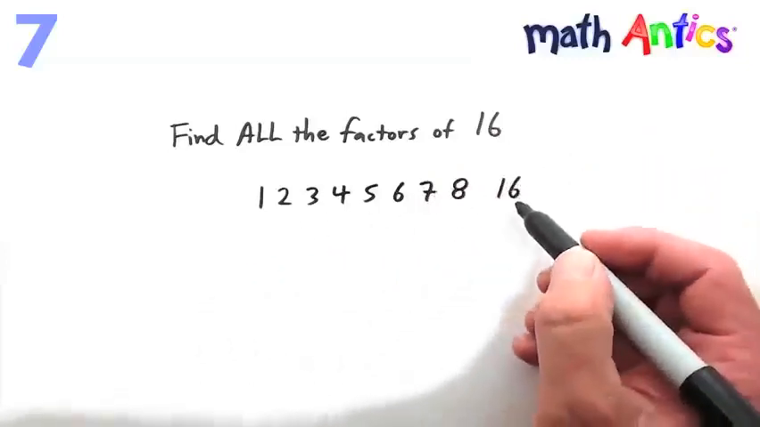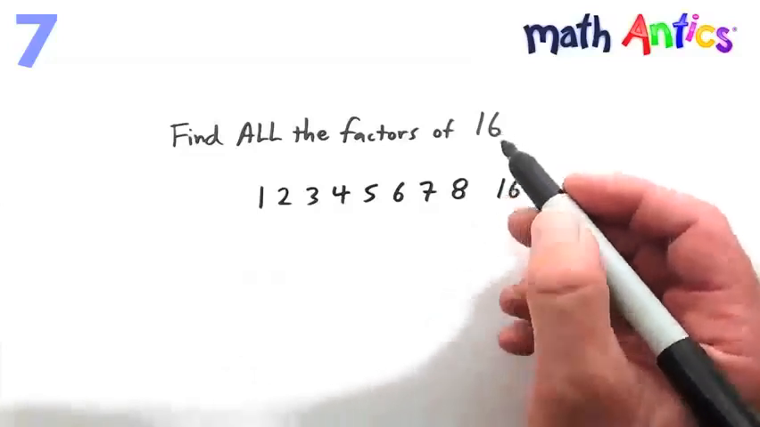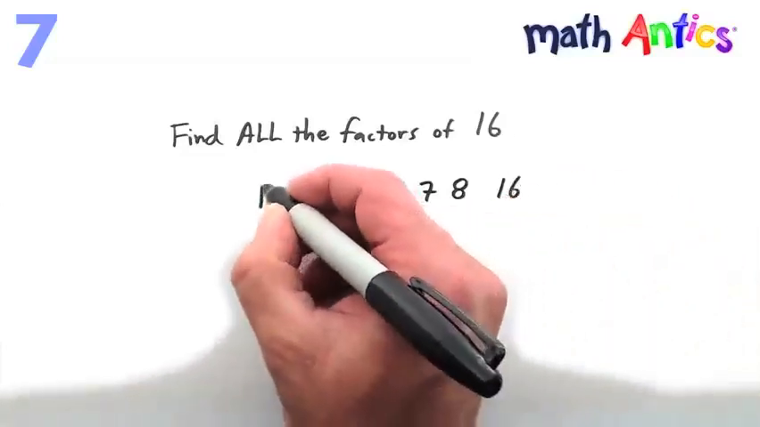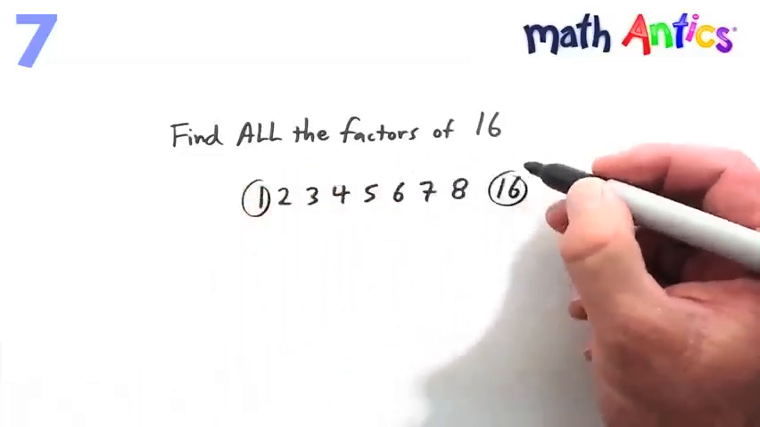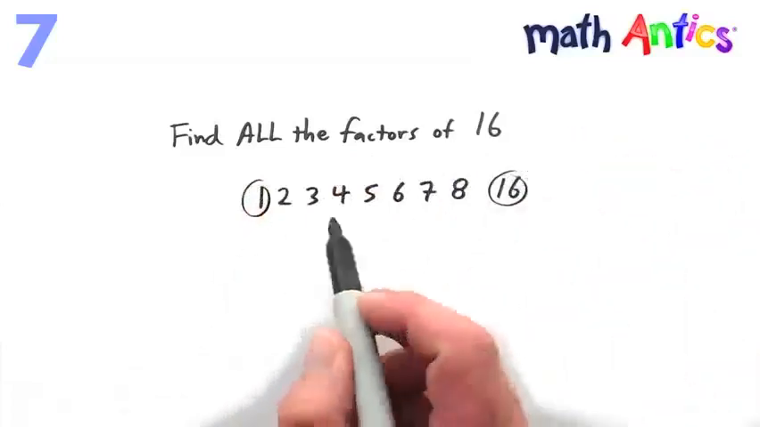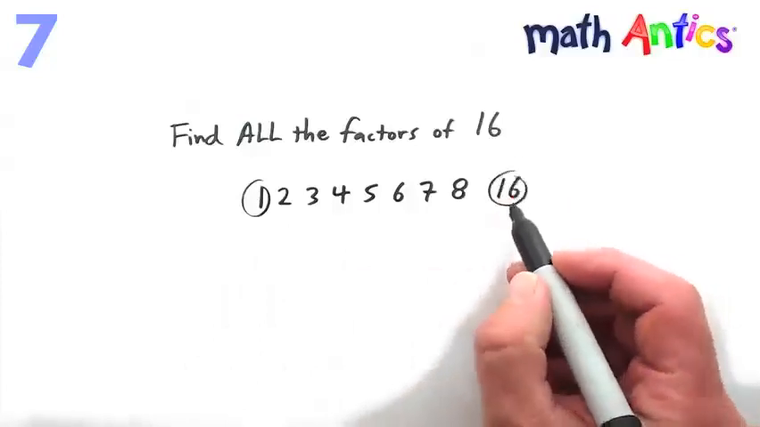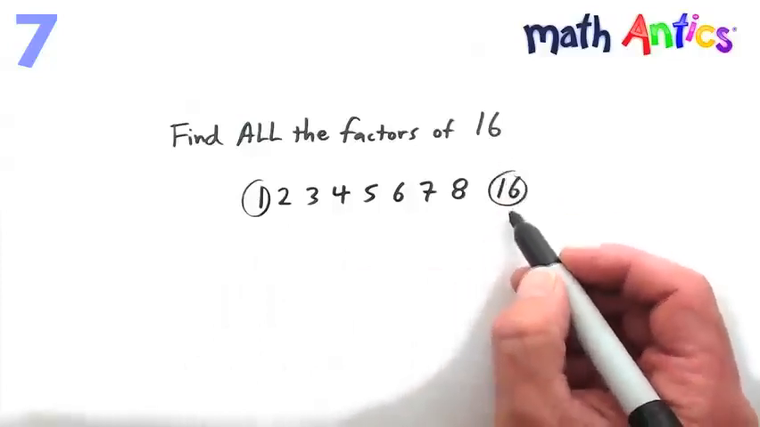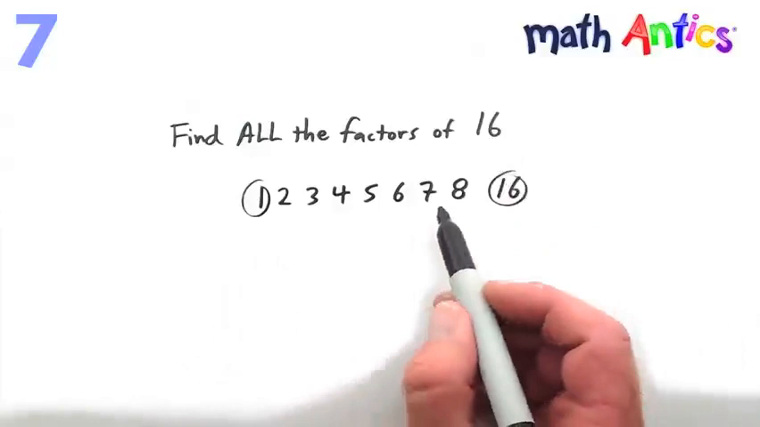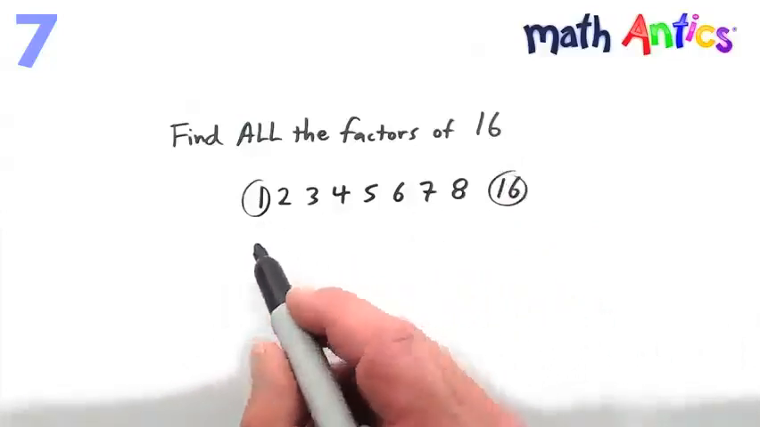The reason we list 16 is because we know that 16 is a factor of 16, because you could multiply 1 times 16 and you would get 16. So these are always going to be factors. 1 is always going to be a factor, and the number itself, 16, that will be a factor of this too. So we need to start testing all the other numbers now. Let's just do it in order.